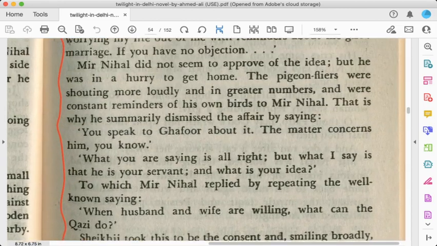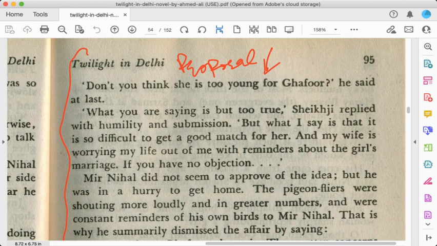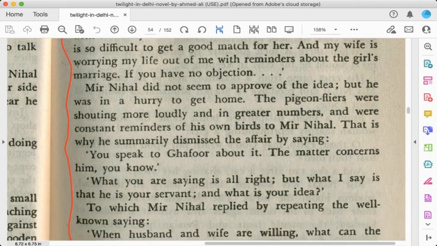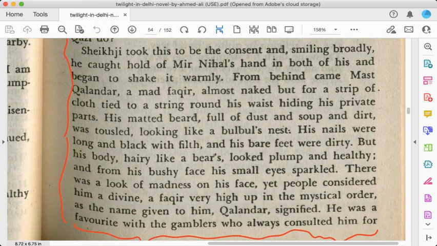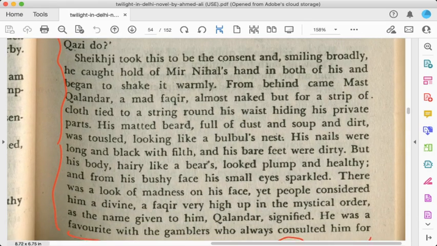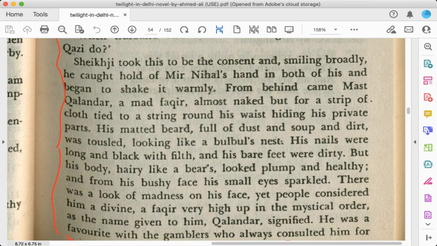And Mir Nihal is not that ready to get this person married to that girl. So he says to Sheikh Saab that he will ask Ghafoor, and if Ghafoor gets prepared for this, possibly the marriage may take place. So it means that some kind of marriage proposal is again being discussed in this chapter: the marriage proposal regarding Ghafoor, and regarding the orphaned girl.